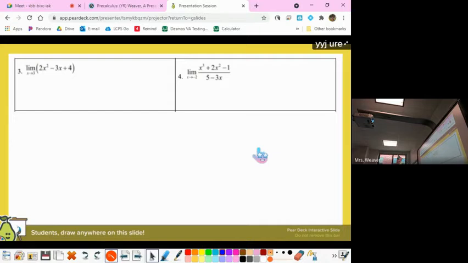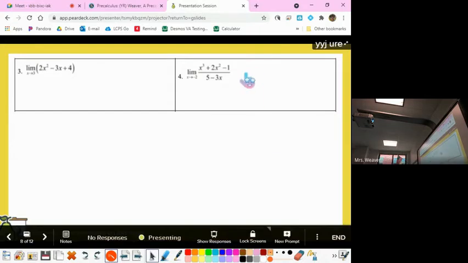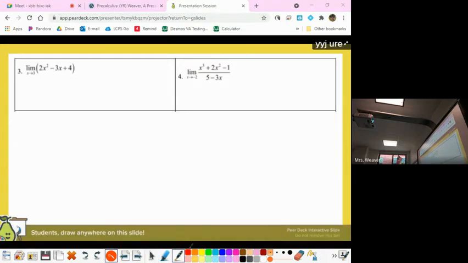What's going to make our functions discontinuous is when we have a denominator of 0. So we'll talk about that in our next problem. But this one, I can plug in any number I want, and I'll get a continuous function here. So this is the limit as x approaches 3 of this function. So we're going to substitute in x equals 3.